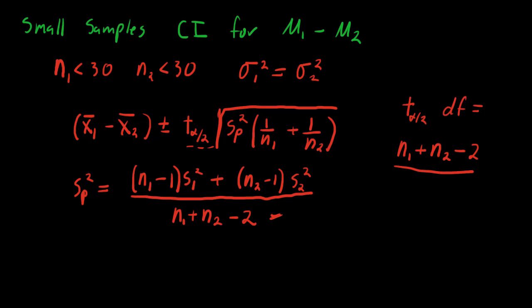So to get our confidence interval, we just plug in all that information once we have it, and we're going to get our x1 bar minus our x2 bar plus or minus our t of alpha over 2 with n1 plus n2 minus 2 degrees of freedom multiplied by the square root of sp squared times 1 over n1 plus 1 over n2.